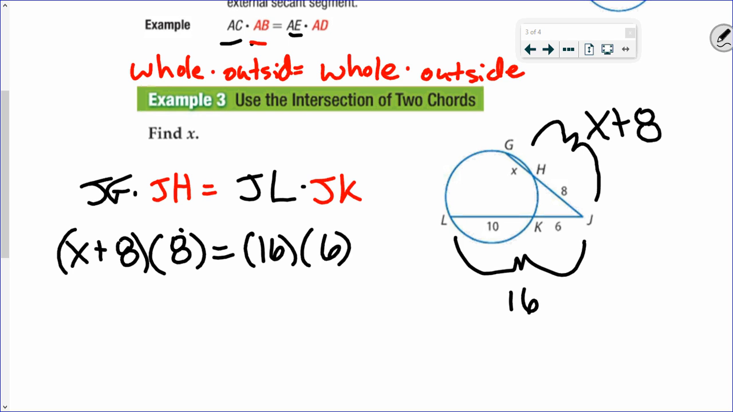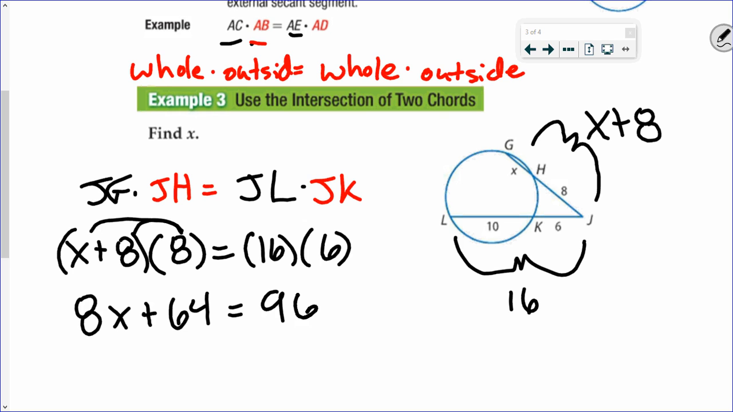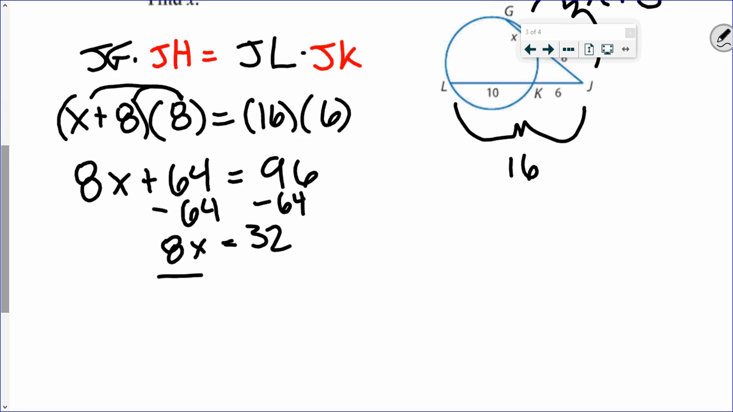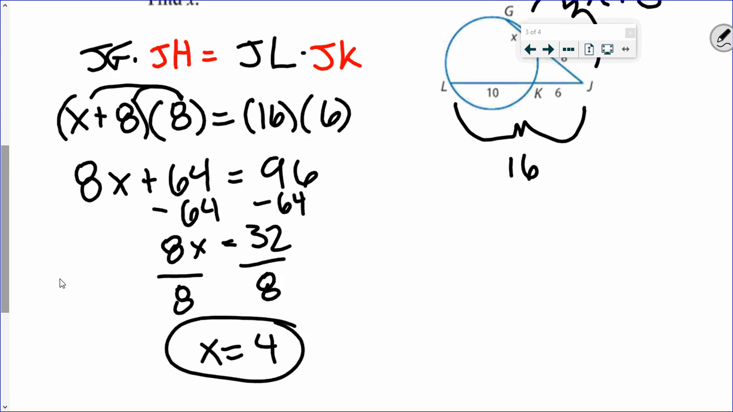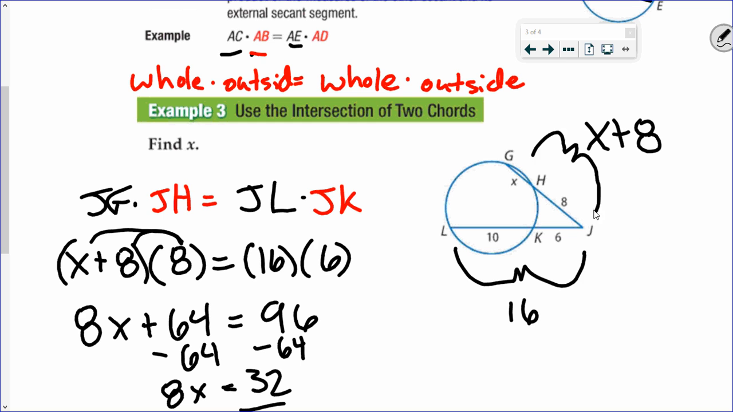So if we solve this, here we've got distributive property. We've got 8x plus 64 is equal to 16 times 6 is 96. Subtract 64. We get 8x is equal to 32. Of course, then we divide by 8 and get that x is equal to 4. This is how you can do it when secants intersect outside of the circle. Whole times outside equals whole times outside.